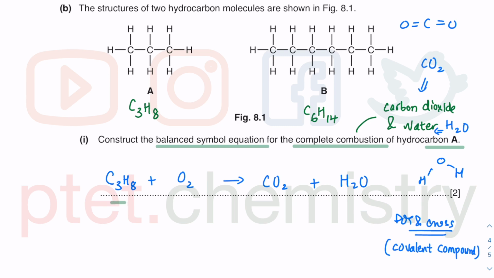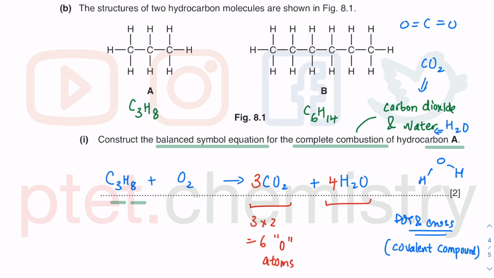3 carbons, cannot change the formula there. So what I do is I put a 3 in front, that means 3 times 1, 3 carbons. Next I got 8 hydrogens, cannot change the formula there, I already got 2. Something multiplied by 2 will give me 8 hydrogens, that is 4 times 2 gives me 8 hydrogens. Next up I got 3 times 2, which is 6 oxygens.